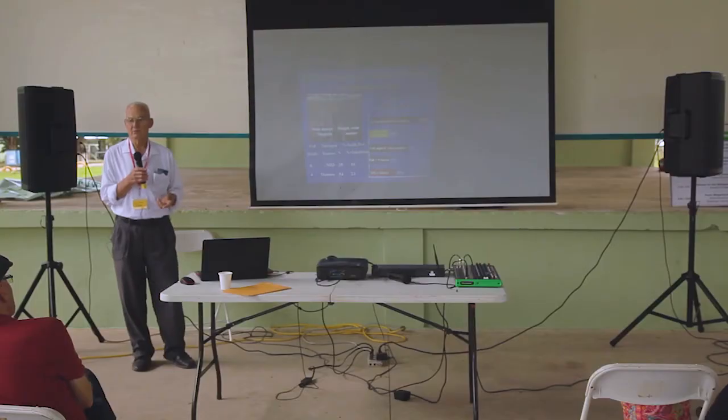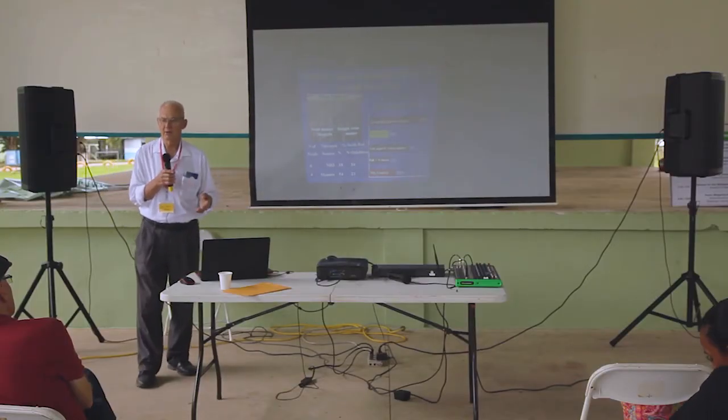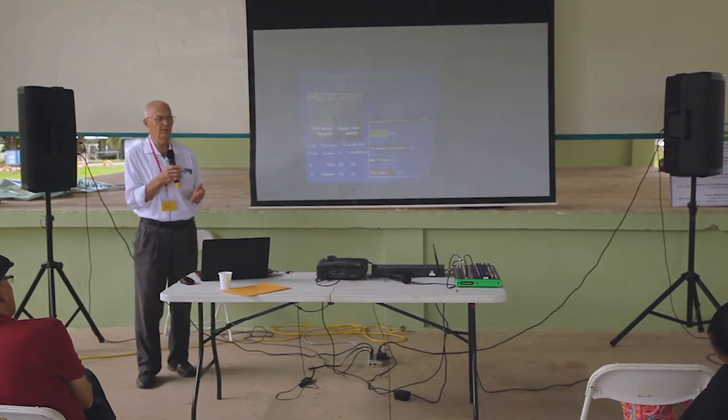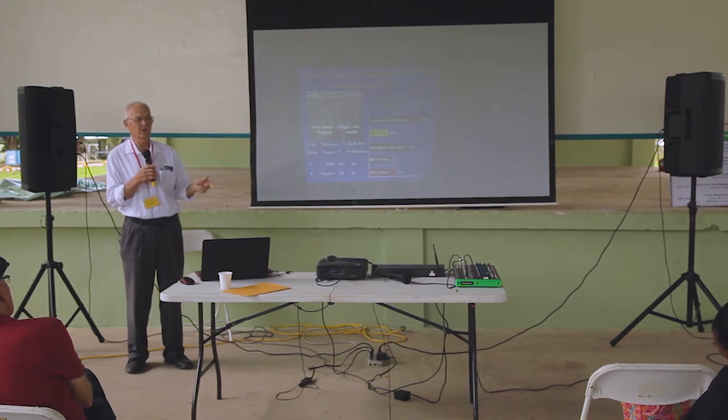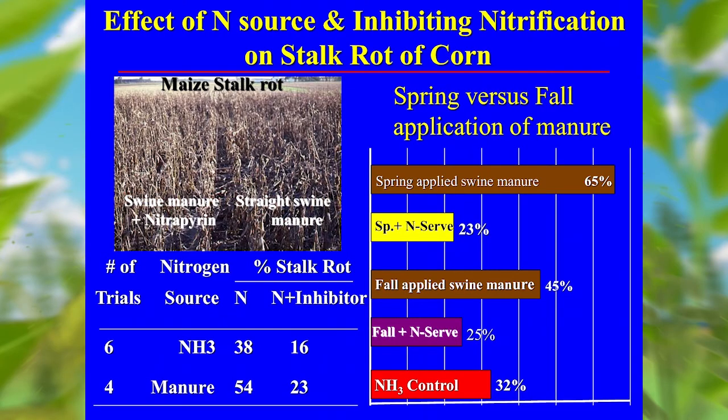And we showed them if they would just add a quart of nitrapyrin as a nitrification inhibitor to inhibit that nitrification in that hog manure, they eliminated the stalk rot. And you can see that up here. Here's where we have the same amount of manure going out, but here where we inhibited nitrification, so we kept it in the ammonium form, we didn't trigger that severe disease pressure.